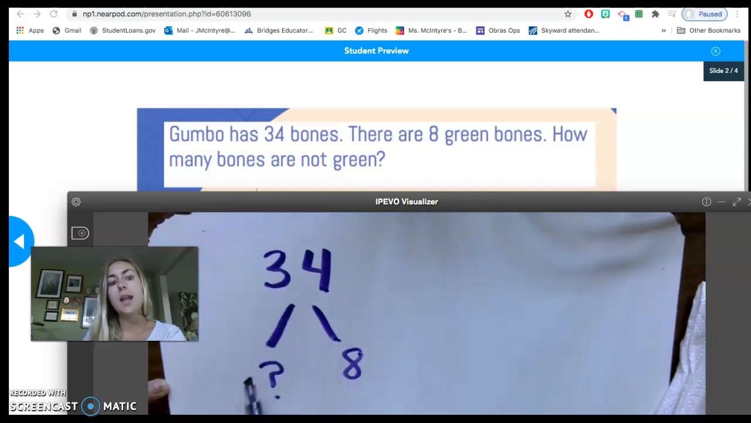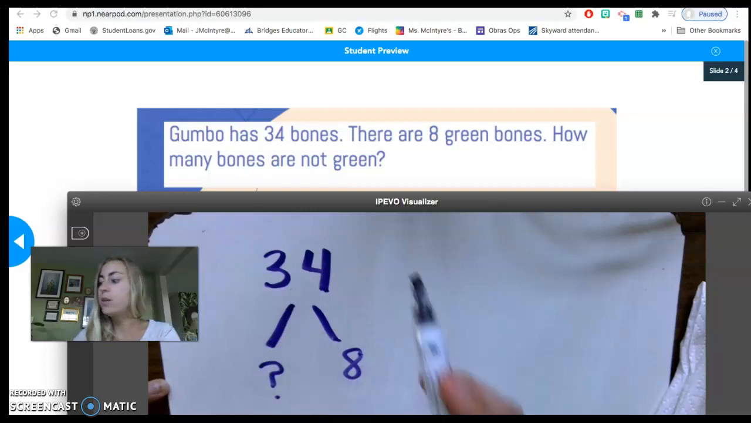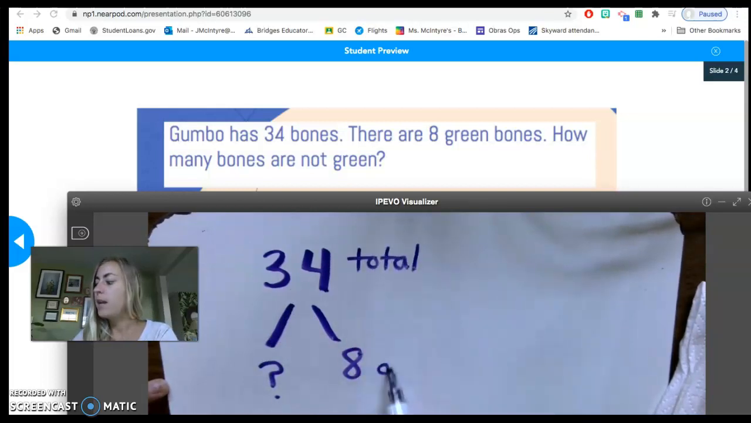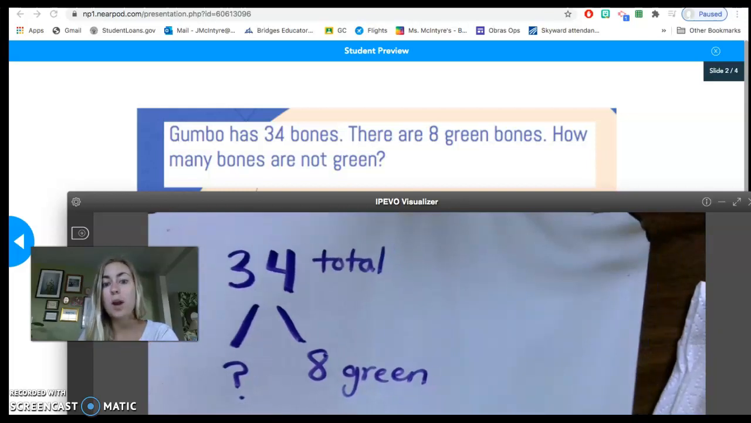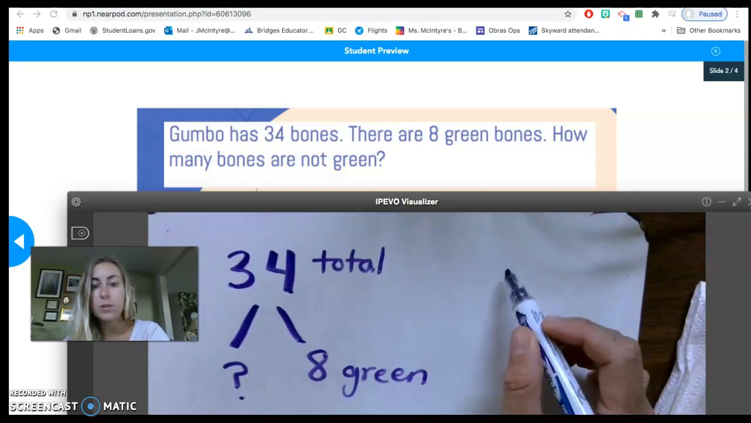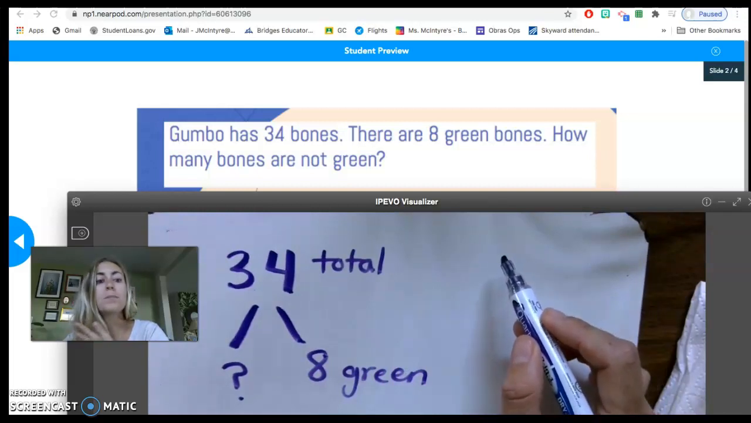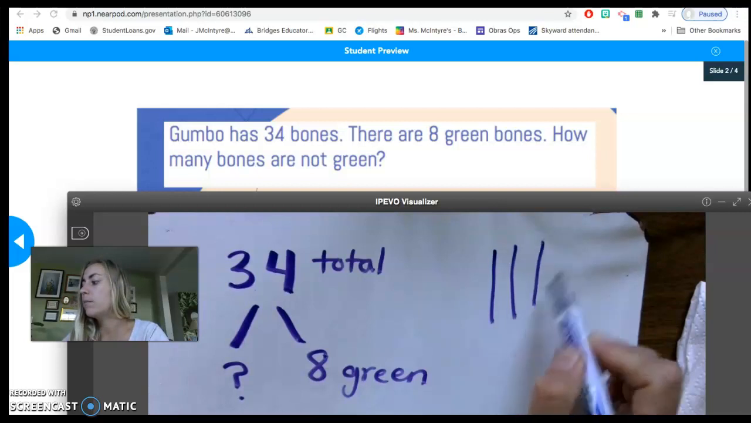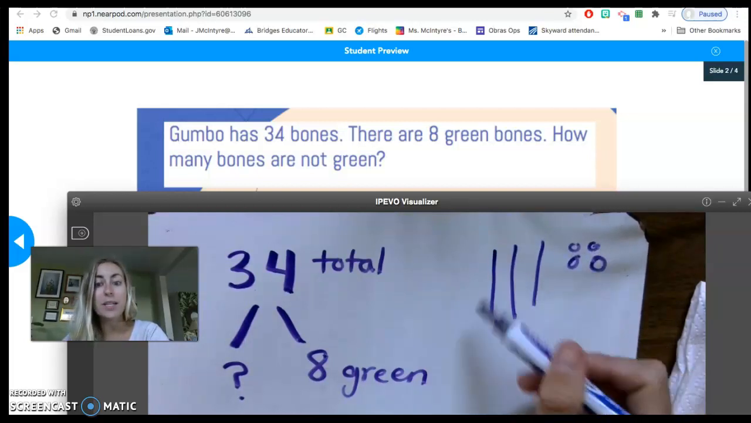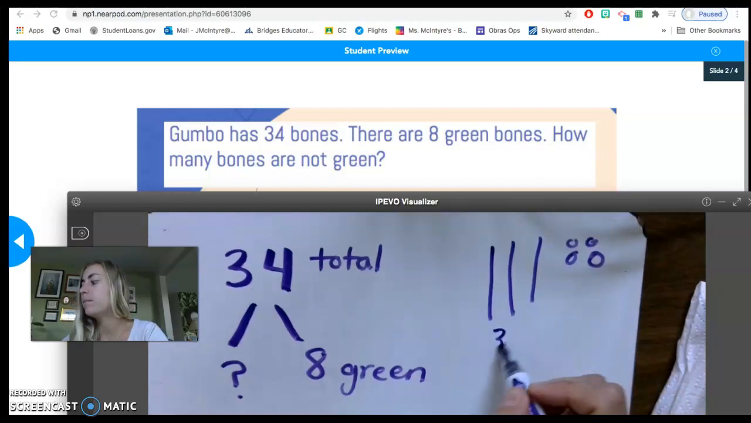So this is the way that I would set up the problem. He has 34 bones in total, and there are 8 that are green, and we don't know how many are not green. So the 2 ways that you could do this problem are by drawing 34 circles, or 34 tens and ones, and then coloring in the 8 that are green to find out what's left over.